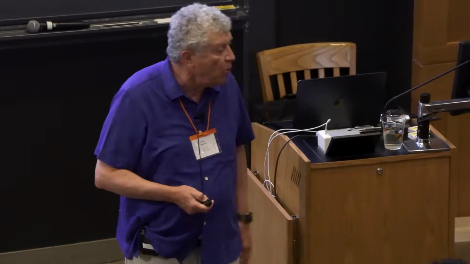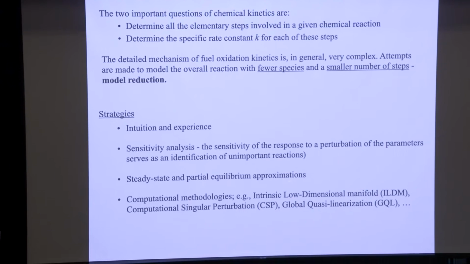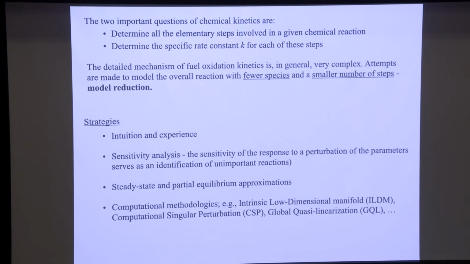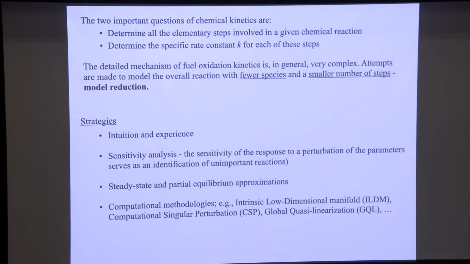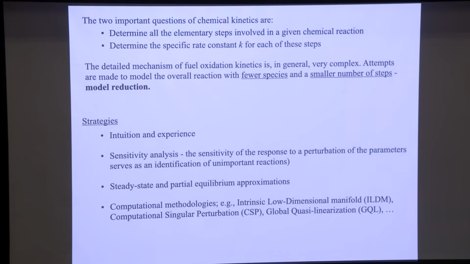And if it doesn't affect much, then you assume that it's not an important step. And then there are steady state and partial equilibrium approximations, which are some of the old ideas, a more analytical way to simplify some of these steps, basically by saying that some species don't live long in the system, and so you can assume the time rate of change is almost zero. And so that reduces the rates into some simple algebraic relations, so you have less.